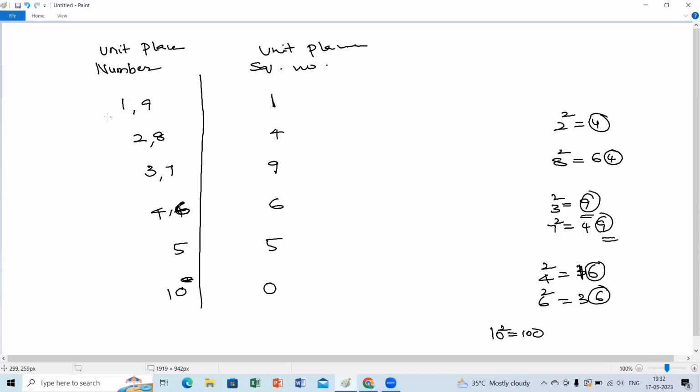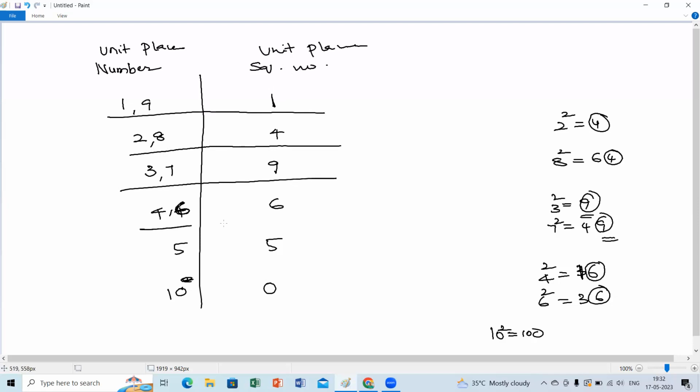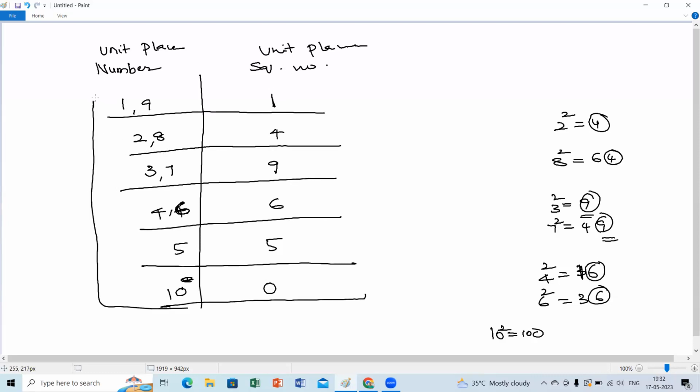Now you have to prepare a table, children. If any number ends with 1 and 9, the units place of its square number is always 1. 2 and 8, 4. 3 and 7, 9. 4 and 6, 6. 5, 5. For 0, 0, children. This is the table you need to remember. If you know this, our estimation of whether a number is a square number becomes easier and we can do it faster.